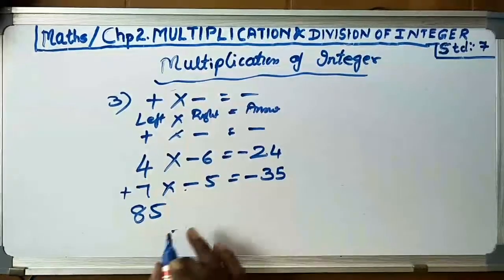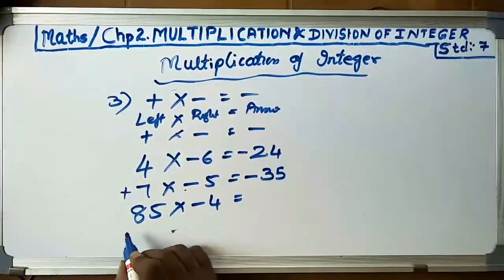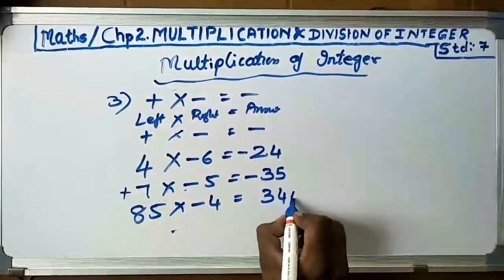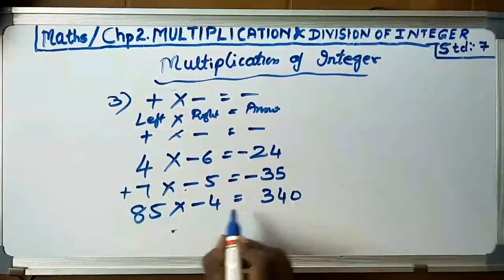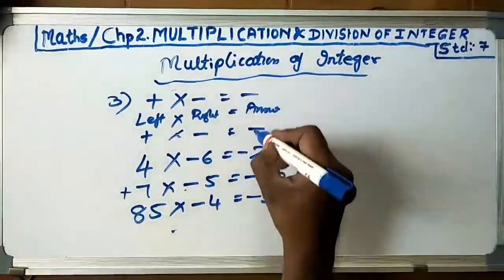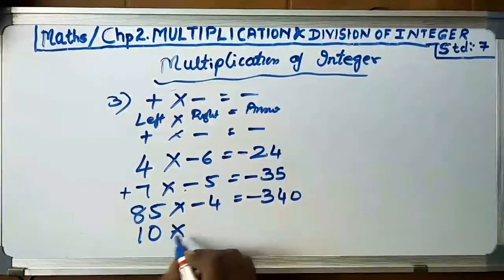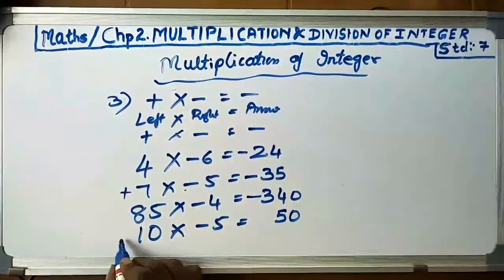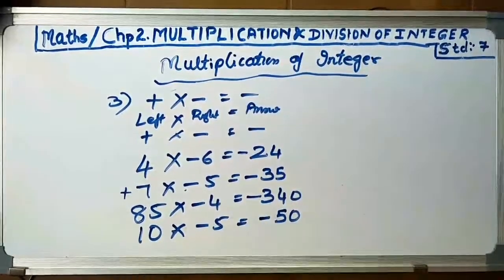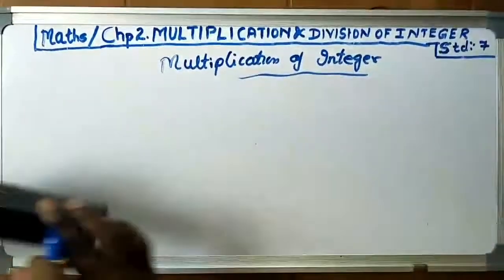Let's take one more example. Plus 85 multiplied by minus 4. When you multiply 85 by 4, you get 340. One side plus, one side minus. So plus into minus is minus. In the answer, you have to write the minus. Another example, 10 into minus 5. 10 5s are 50. One side plus, one side minus, so the answer is negative. So this is the third golden rule. Now let us go to the fourth golden rule.